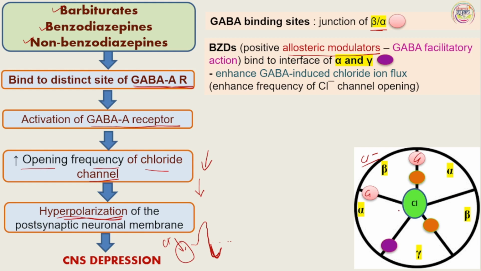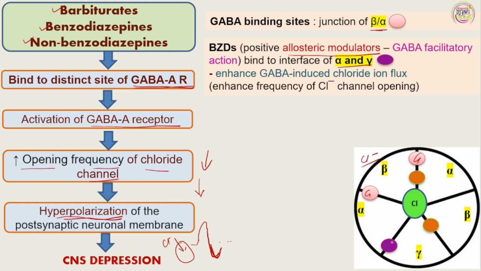Whenever there is a stimulus, it will cause the opening of the chloride channel, but the modulator will bind to a distinct site. That means the binding site of the allosteric modulator is different from that used by the specific ligand. For example, it binds to the interface of alpha and gamma.